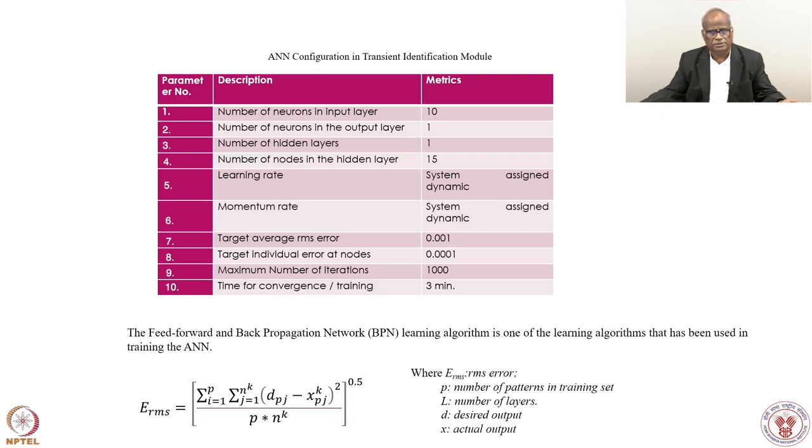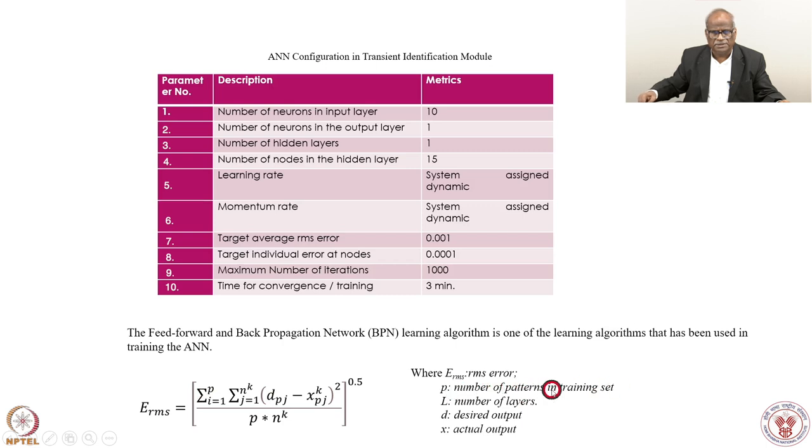So we have these two figures, 0.001 and 1 into 10 to the minus 4. Maximum number of iterations, okay, 1000, and it takes training for 3 hours or whatever. Nowadays we have advanced computers and computational systems, so it might take less time, 3 minutes actually. In old computers it used to take more time. And then the RMS error is computed at the node level, and then finally at the layer level, and then we have this particular model for ERMS.